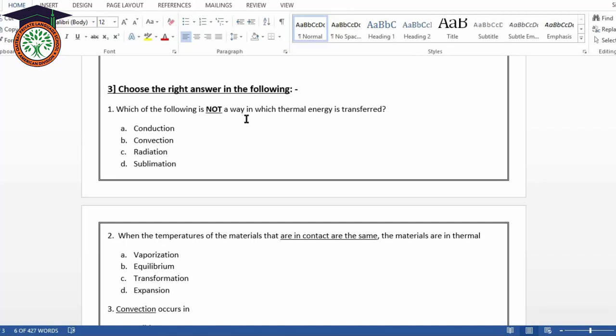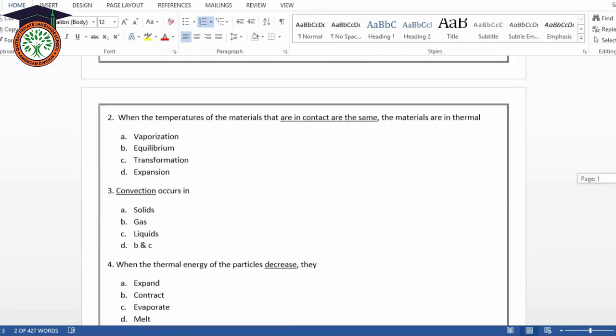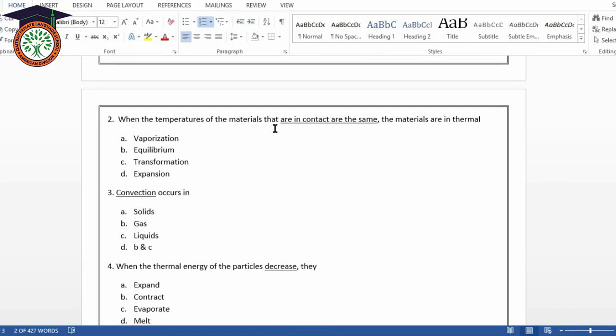Okay, let's move to the other question. It's a choose question. The first one says, which of the following is not a way in which thermal energy is transferred? Conduction, convection, radiation, or sublimation? Yes, this is not the one. Question 2 says, when the temperature of the materials that are in contact is the same, both materials are in thermal, yes, super, equilibrium, sure.